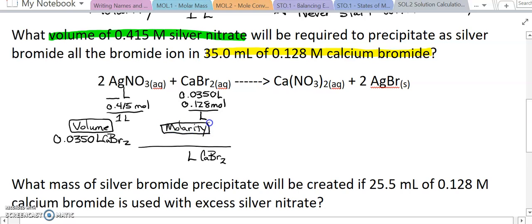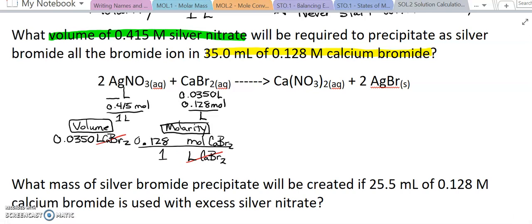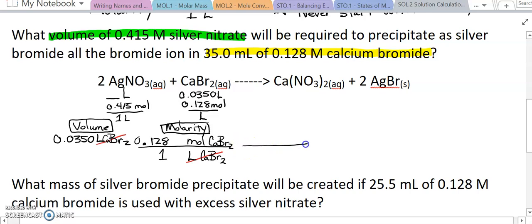And if I set my problem up this way, this unit goes down here, I know that it's going to be some number of moles of calcium bromide in 1 liter of calcium bromide. And the problem gives me that it's going to be 0.128 moles of calcium bromide per 1 liter of calcium bromide. Well, that gets rid of my liters of calcium bromide and leaves me with moles. And once I get to moles, now I can use my balanced equation for stoichiometry.